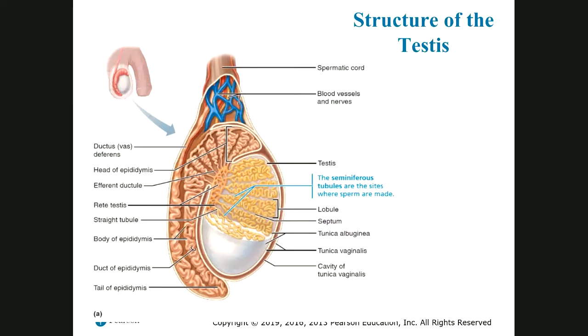It's from the seminiferous tubules to the straight tubule to the rete testis, then before they reach the epididymis, they go through the efferent ductules. Those efferent ductules, you see, are very tiny. Then after that, the epididymis.